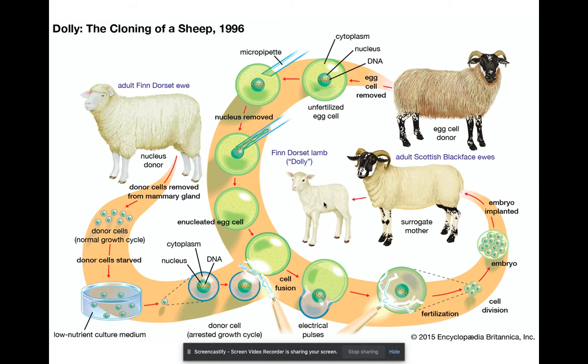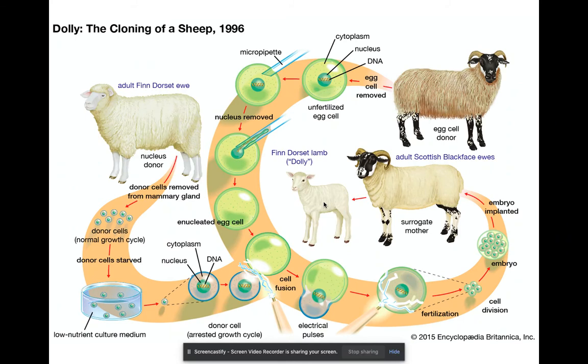and they were actually able to clone a lamb or a sheep. And so Dolly had exactly the same DNA as the adult Finn Dorset ewe, the white ewe on the right. She was definitely not a blackface ewe at all, okay? Because genetically she was a clone.